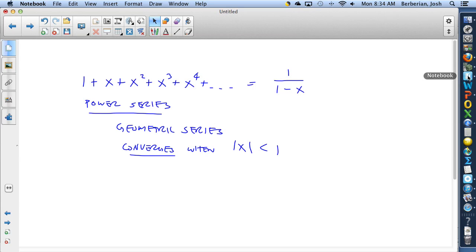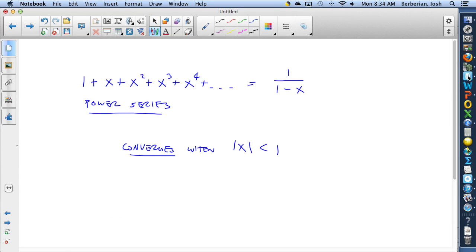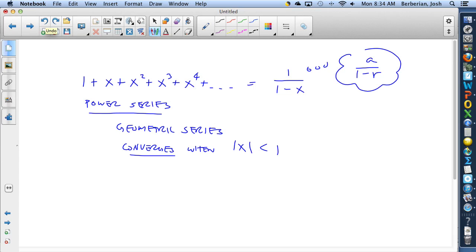First, are people okay with the fact that this is an infinite geometric series? That's what you learned in Algebra 2, right? So a in this case is 1, and r is x. Is that okay?